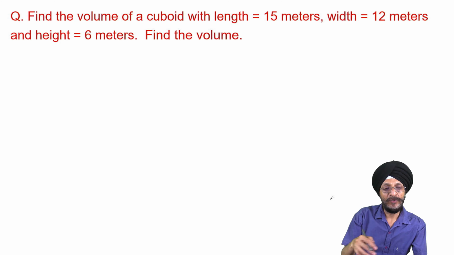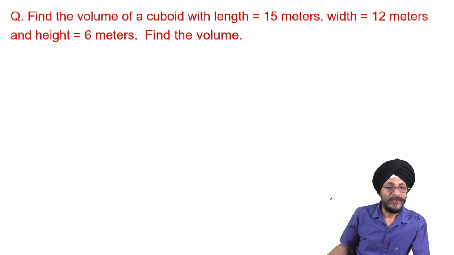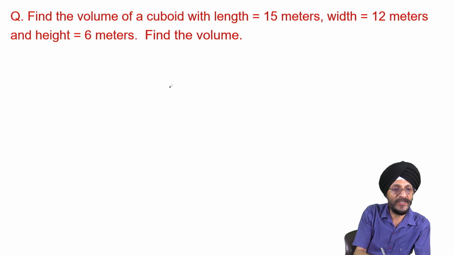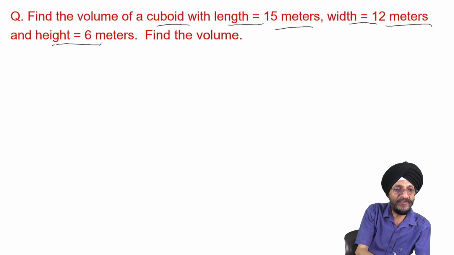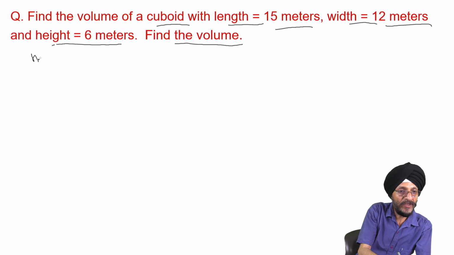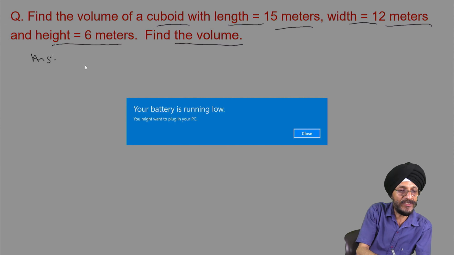Now we will try to find out the answer of another question, and the question before us is find the volume of a cuboid with length equal to 15 meters, width equal to 12 meters, and height given is 6 meters. We have to find the volume of cuboid. Here we will give the answer.